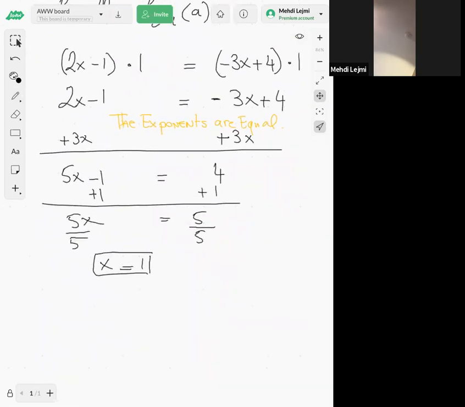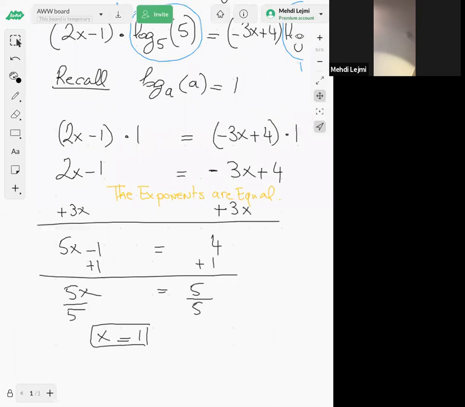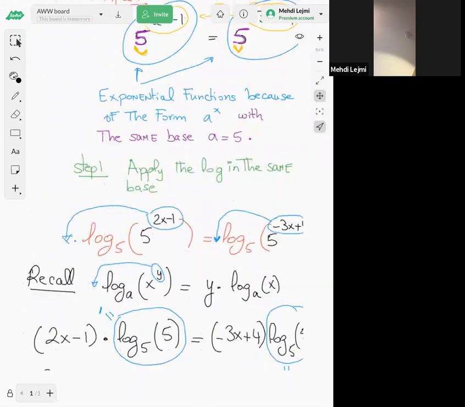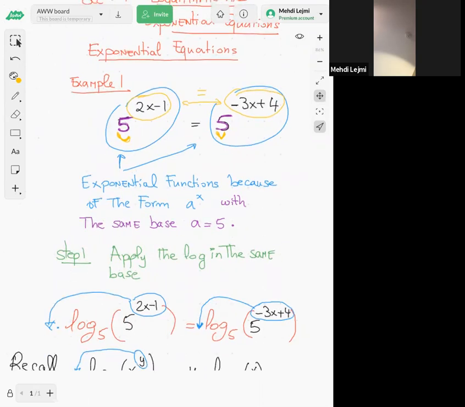Okay, so that's the answer, and that's actually the final answer. There are no conditions here to check, guys. Remember, for logarithmic functions, we had to check that your x is positive, right? But for exponential functions, your x can be any real number. So there are no restrictions on x. It can be any real number.